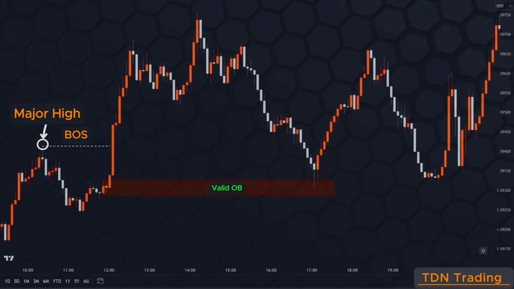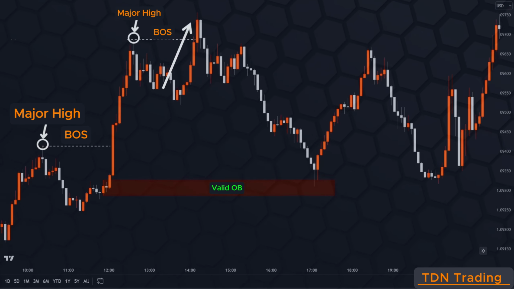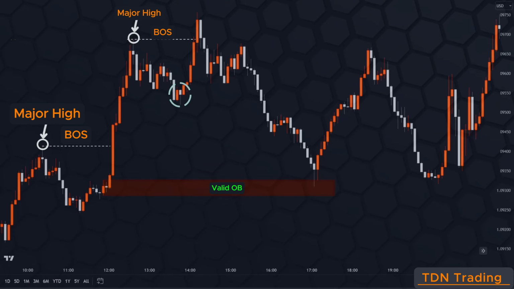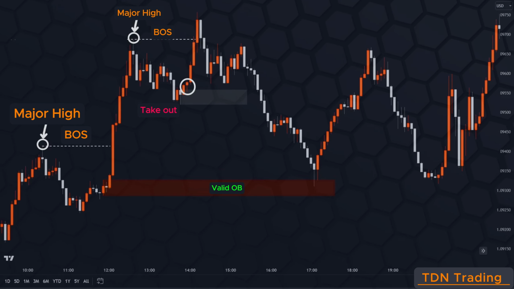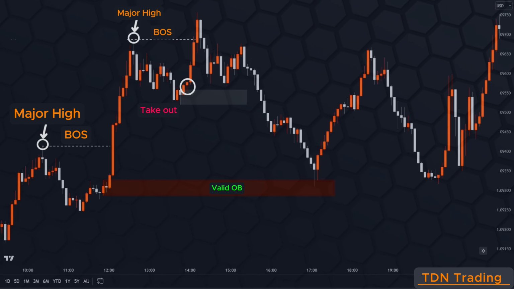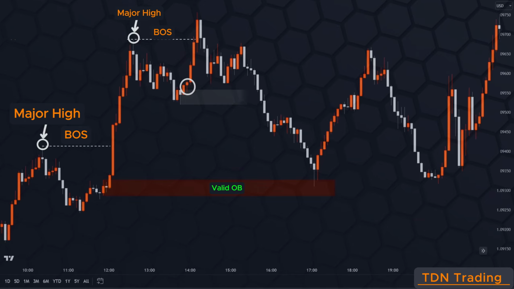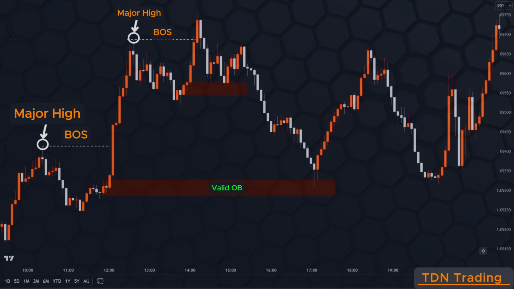Let's continue. In the following sequence, we see that the price has initiated another upward movement, and this candle is the last bearish one before the upward push. It has taken out the low of the previous candle. However, upon highlighting it, we see mitigation with the wick of the third candle, mirroring a scenario we discussed earlier. Consequently, we identify the next candlestick as the order block. Yet again, it is mitigated.